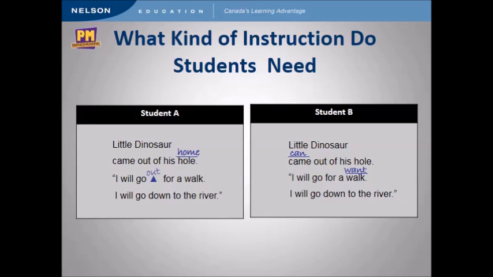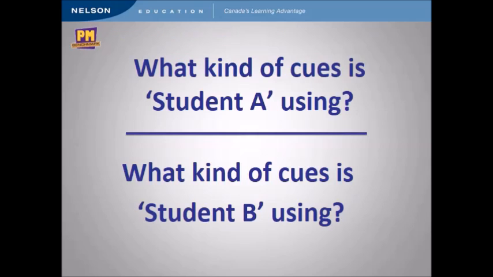The second student, student B, said, little dinosaur can out of his hole. I will go for a want. I will go down to the river. So this student made two substitutions. They said can for came and want for walk. So let's look at what each of these students is doing. So what kind of cues is student A using, and what kind of cues is student B using?